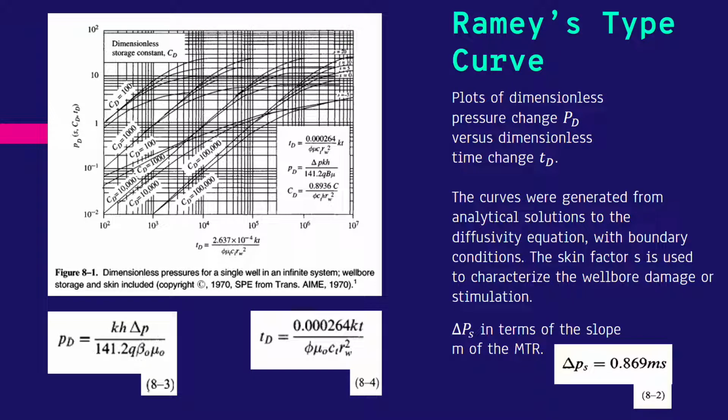The curves were created using boundary conditions and analytical solutions to the diffusivity equation. The wellbore damage or stimulation is defined by the skin factor. As we have seen, this causes an additional pressure drop, delta P_s, across the altered zone in terms of the skin factor. Figure 8.1 is a log-log plot of PD versus TD with parameters S and CSD.